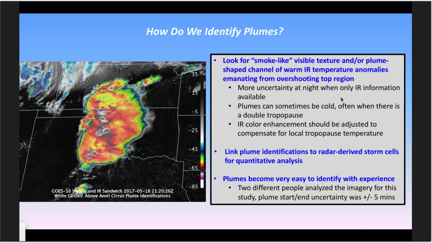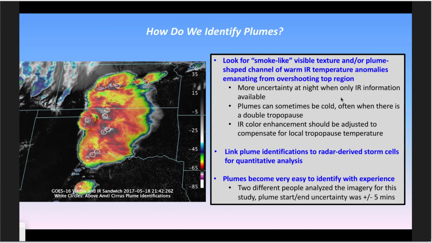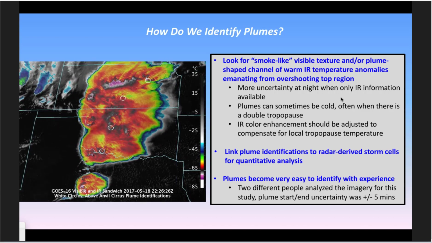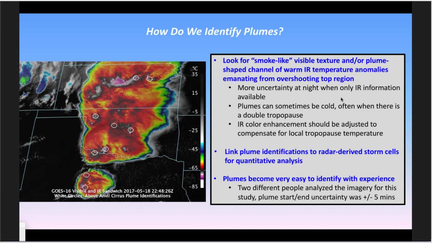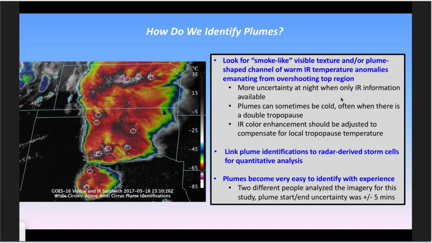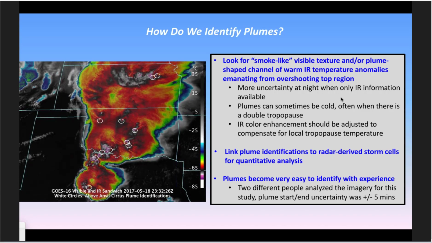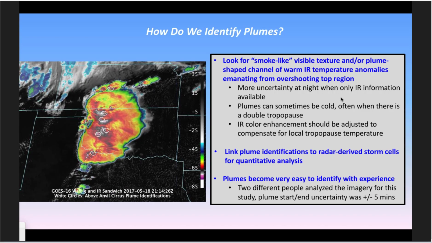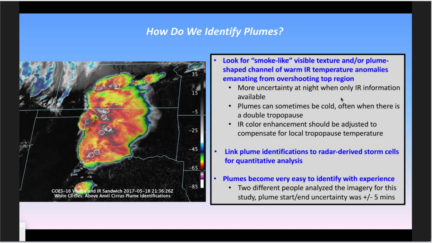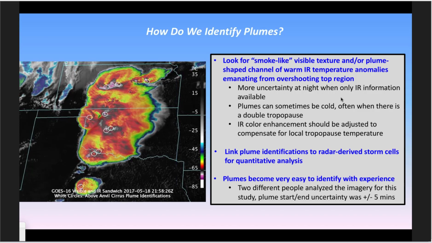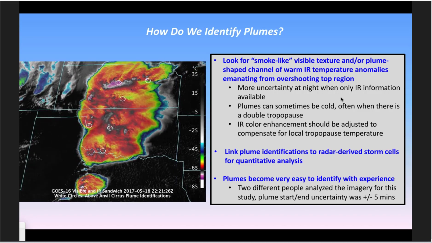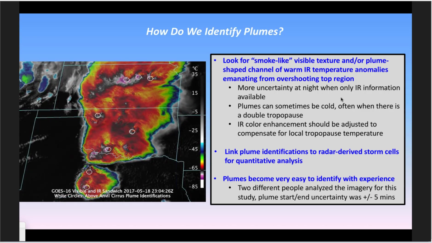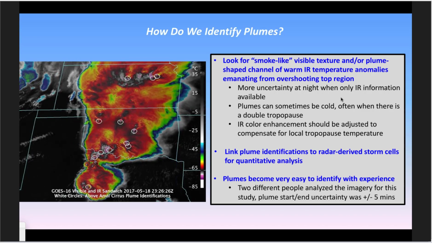So how do we identify plumes? In the left-hand animation here, you're seeing infrared data, one of these sandwich-type products where we're superimposing the infrared atop the visible, and the circles that are appearing are storms that we are flagging as being active plume producers right now. So we identify the smoke-like visible texture or a plume-shaped pattern of warm infrared temperature anomalies coming from overshooting tops. We then link these identifications to the radar-derived storm cells, and our radar-derived storm cells had to have a lifetime of 10 minutes or more to be part of this.